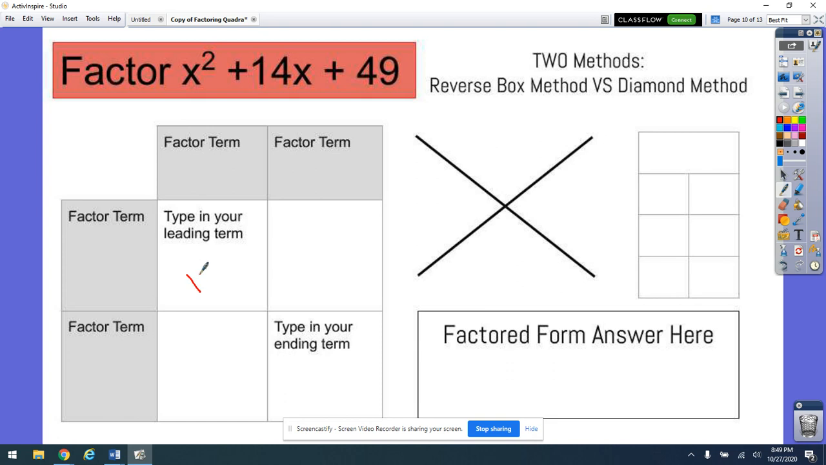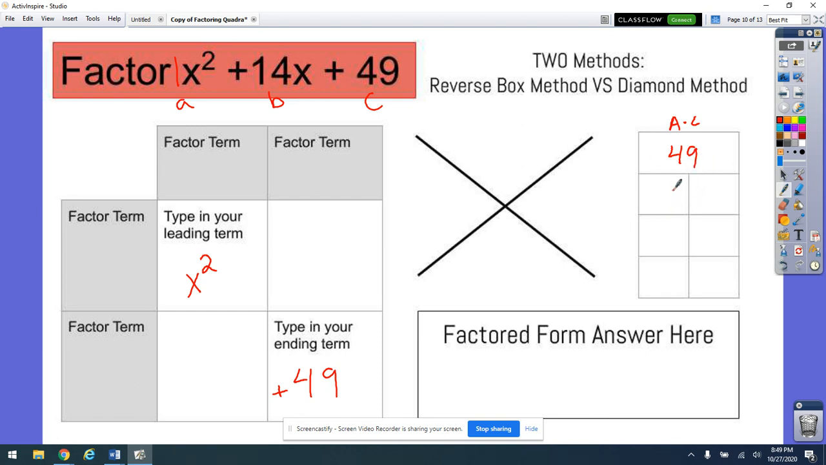I'm going to take my x squared, my leading term, and then my 49 here. Like I said, this was the same in both methods. So I have my a times c. That's my a, that's my b, and that's my c. It's in standard form. I'm doing my 1 times 49. So that's 49.